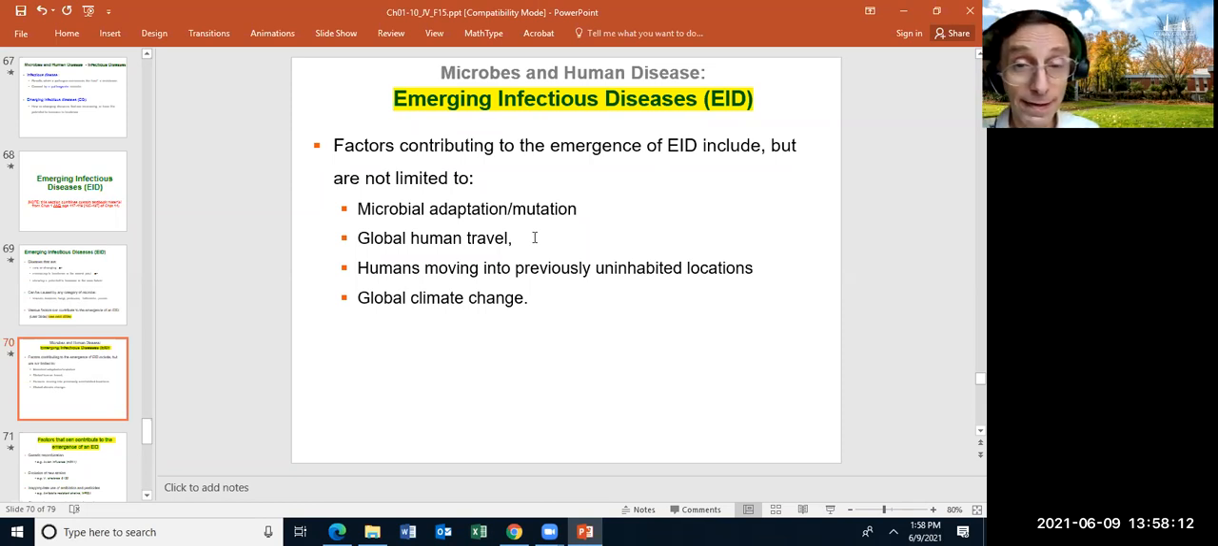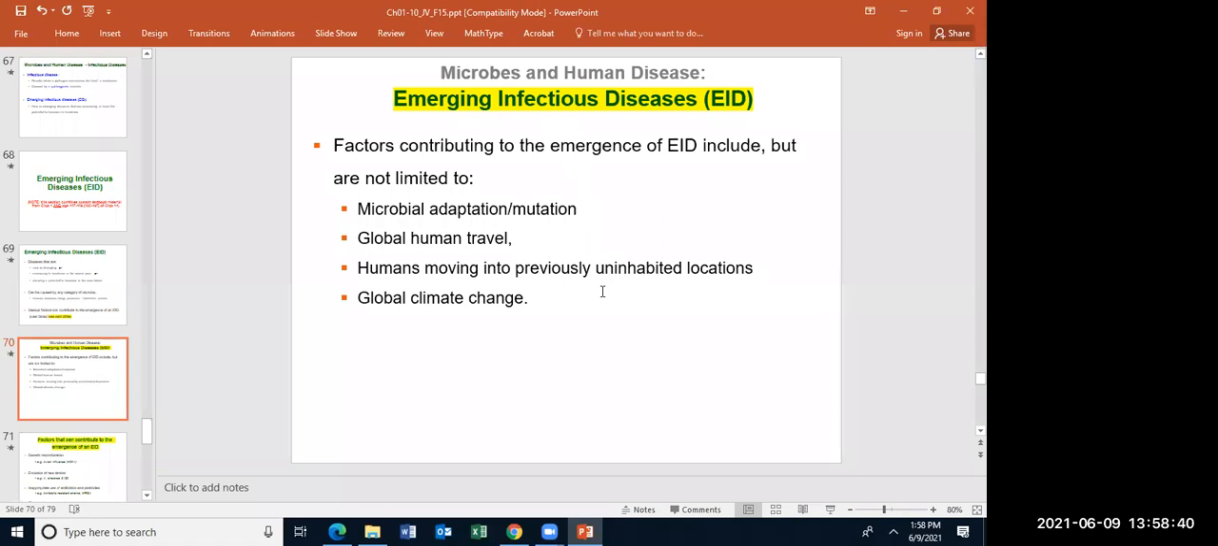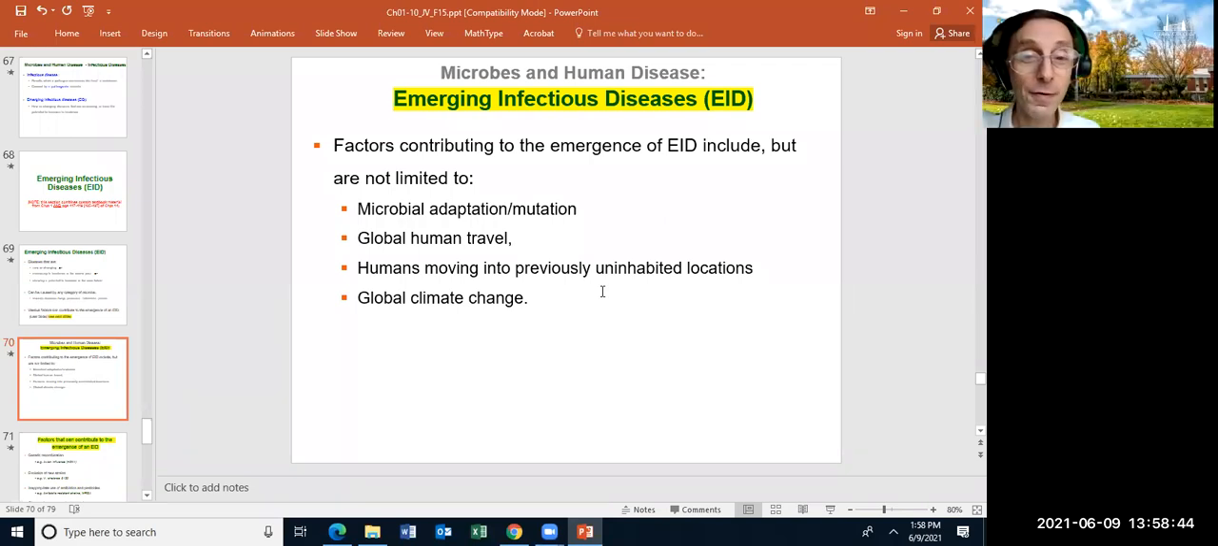Humans moving into previously uninhabited locations can spread an emerging infectious disease. There was a disease in the forests of, what's that island called after Africa? I'm drawing a blank here. The large island off the east coast of Africa is... Madagascar? Yeah, Madagascar, thank you. People started moving into the forests of Madagascar and they picked up a disease, which then spread among people in Madagascar. Fortunately, that disease didn't go further. It stayed localized to Madagascar, and then the government was able to control it.